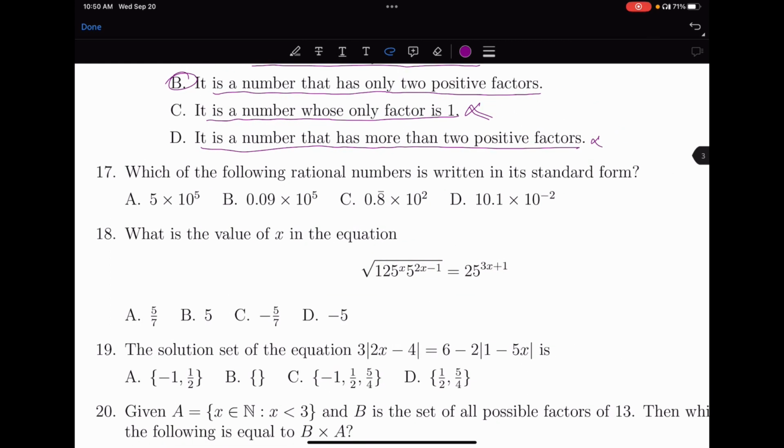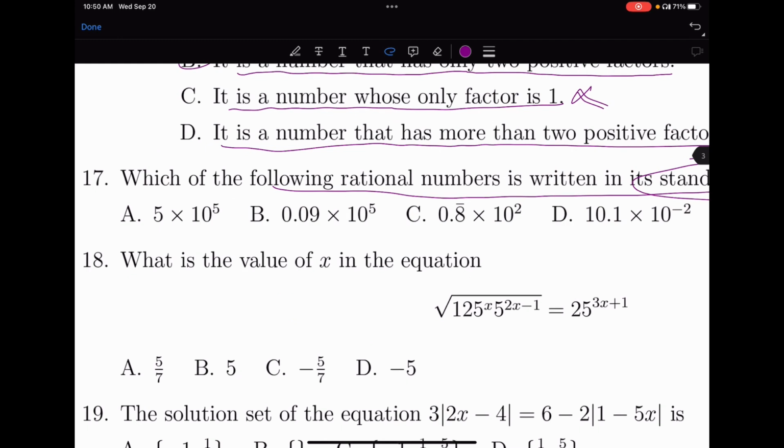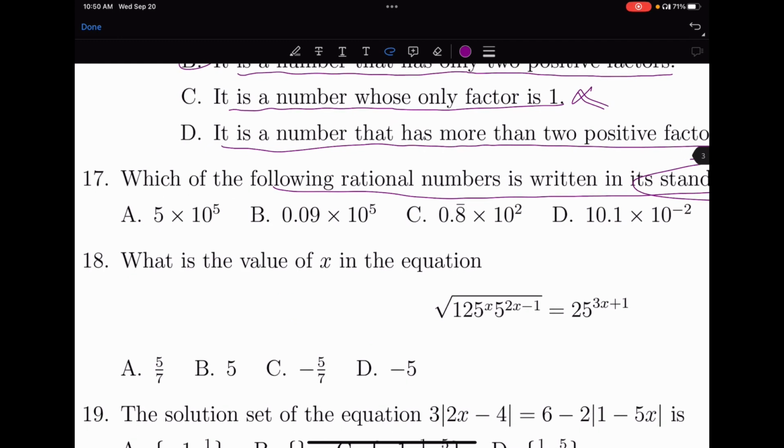17ኛ which of the following rational numbers is written in standard form? Okay, standard form የምንለው if the number is expressed as a decimal number between 1 and 10 multiplied by a power of 10, then we call it a standard form. አሁን a ብንመለከተው 5 times 10 to the power of 5, አሁን it is in standard form.